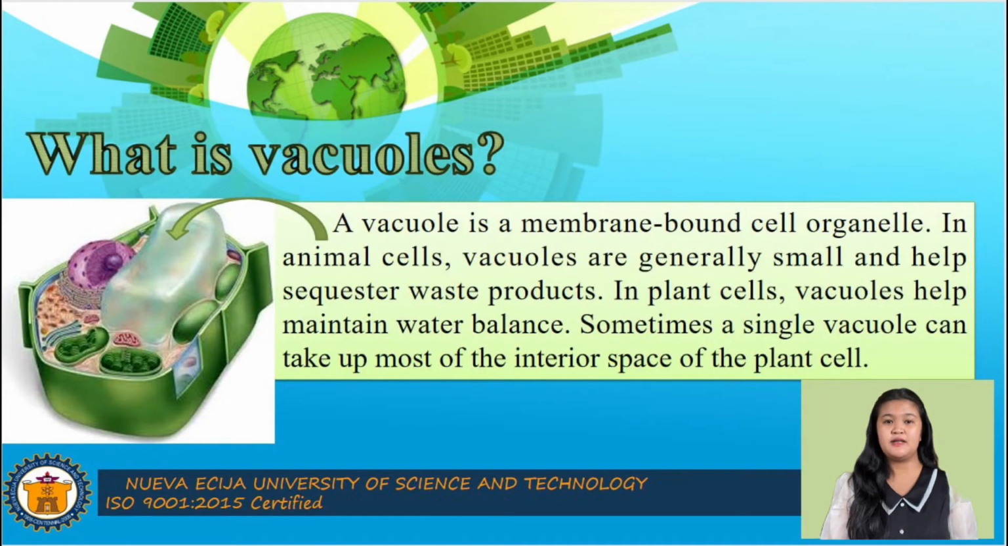What is vacuole? The definition of vacuole is a single membrane-bound organelle with no defined shape or size. It is one of the largest organelles in the cell, specifically in the plant cell. It is present in different types of cells like animal cells, plant cells, fungal cells, protist cells, and bacterial cells.